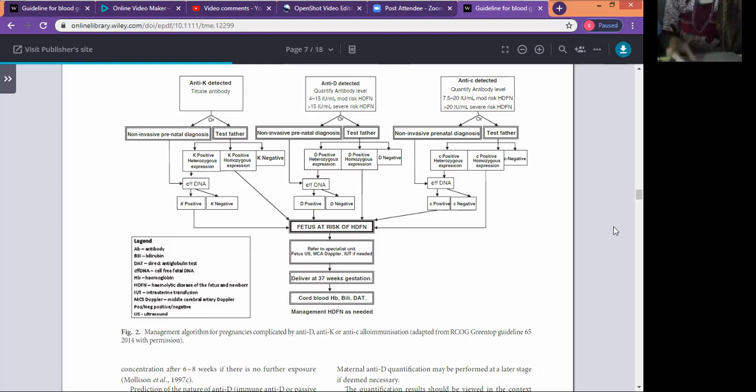So this is the gist of the guidelines for blood grouping and antibody testing in pregnancy, and the part about fetal maternal hemorrhage and how it is measured and quantified, and how anti-D is administered, that would of course be dealt with in a subsequent session.